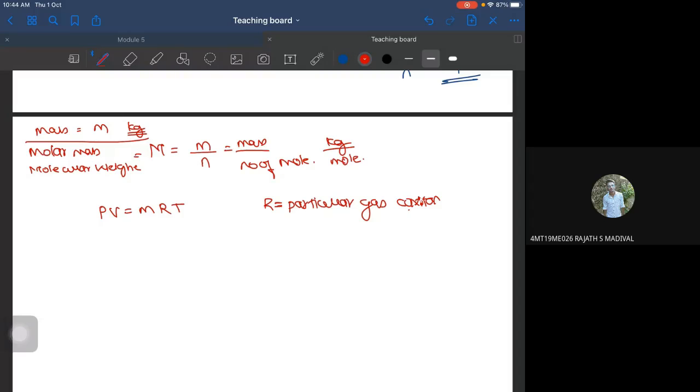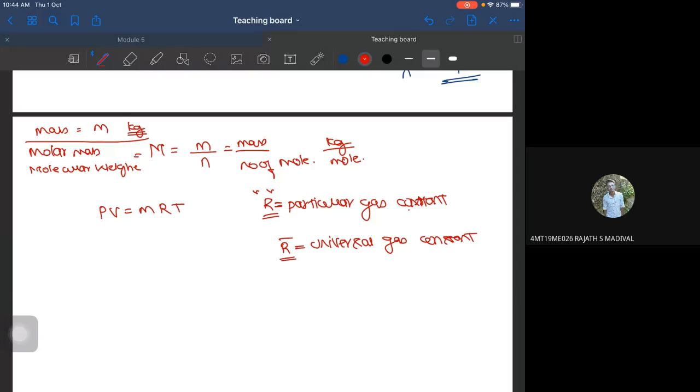Okay, what is R known as? R is known as the particular gas constant. Now there is a concept called R dash, which is known as the universal gas constant. So R dash is the universal gas constant, and R is the particular gas constant.